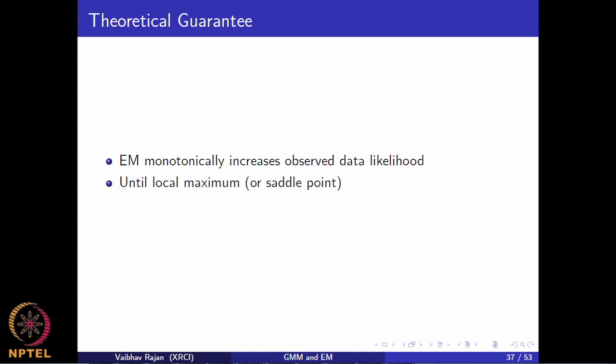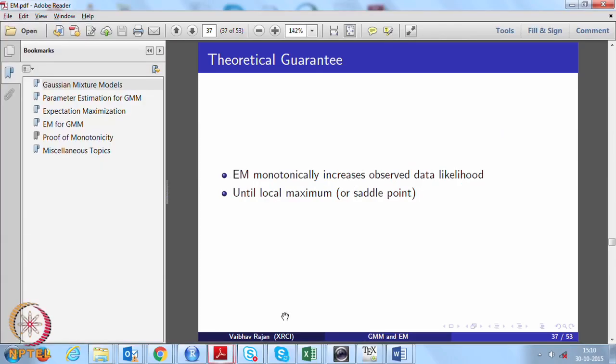Right. So, we can see this. This is the theoretical guarantee I was talking about. EM monotonically increases the observed data likelihood until it reaches some local maximum. It can also get stuck in some saddle point, but it does not give you the global maximum, it only takes you to the local maximum.